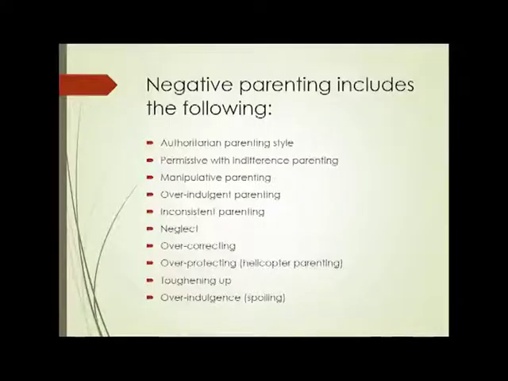And we also have negative parenting: authoritarian parenting style, permissive parenting, manipulative parenting, overindulging, inconsistent parenting, neglect, overcorrecting, overprotecting, toughening up, overindulgence, spoiling. Those are negative parenting ways, but you need to look at them and understand what they are. When somebody says this parent always neglects, or is overcorrecting, or is overprotecting, what does it say? What does it mean?